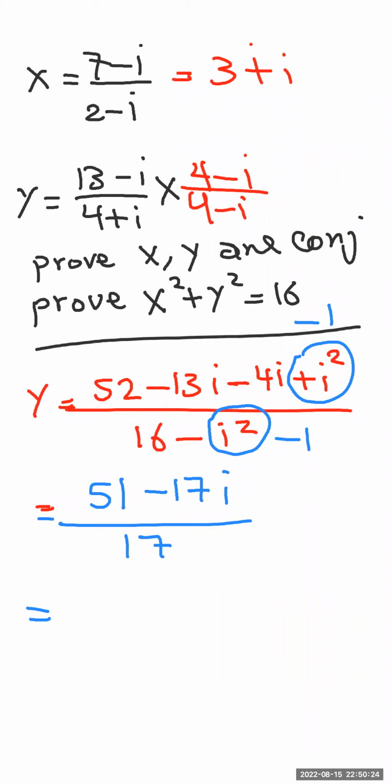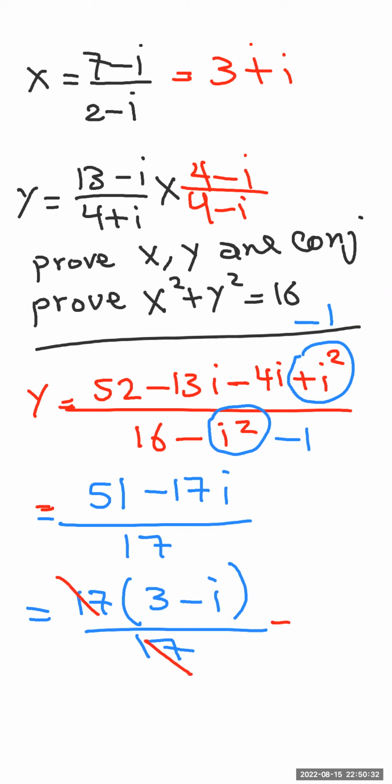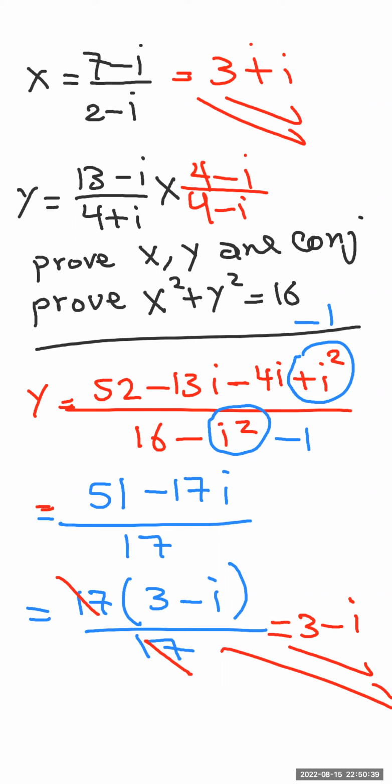17 is a common factor, 17, then 3 minus i over 17. Simplify, eliminate 17 and 17: 3 minus i. x equals 3 plus i, y equals 3 minus i. So the two numbers are conjugate numbers. That was the first requirement.